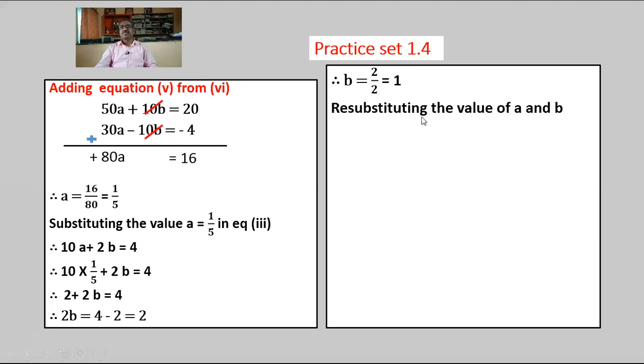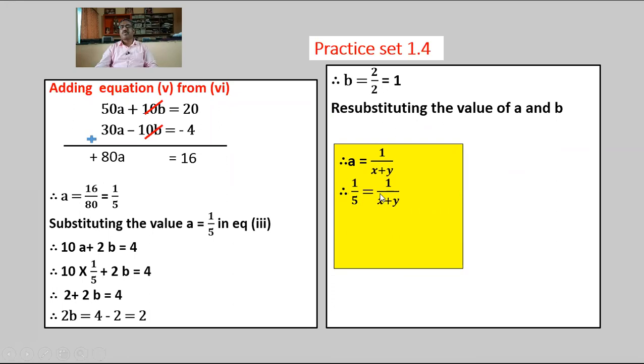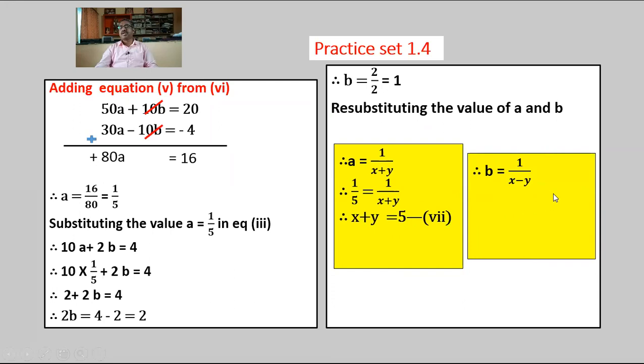Resubstituting the value of a and b. Therefore, a is equal to 1 upon x plus y, so 1 upon 5 is equal to 1 upon x plus y, x plus y is equal to 5. We get equation number 7. And b is equal to 1 upon x minus y. The value of b is equal to 1. Therefore, x minus y is equal to 1. We get equation number 8.